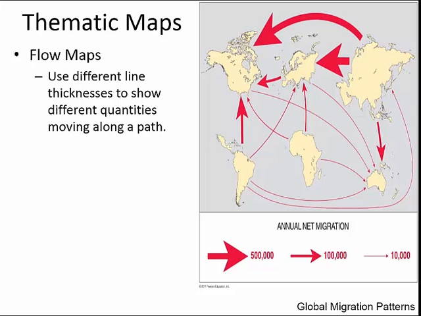America. Larger arrows signify greater numbers, 500,000. The thinner ones, 100,000, and then finally down to 10,000. So it's showing a phenomenon of movement with these flow maps.